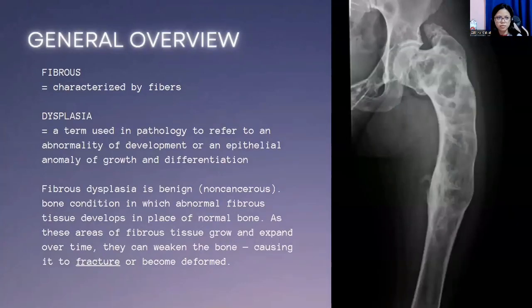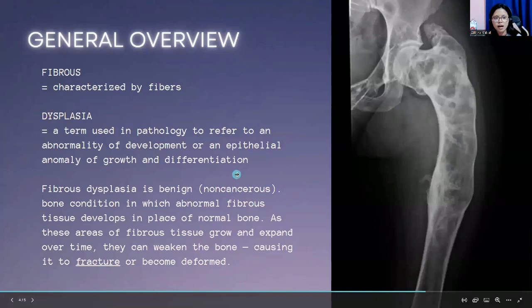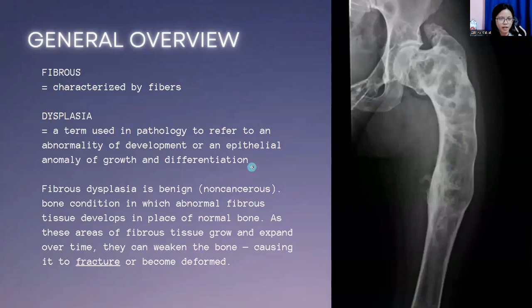So general overview. Fibrous means characterized by fibers. So dysplasia, meaning a term used in pathology to refer to an abnormality of development or an epithelial anomaly of growth and differentiation. So what is fibrous dysplasia? Fibrous dysplasia is benign and it's non-cancerous. Ibig sabihin, it's small chance lang talaga. It's rare na maging cancer siya.